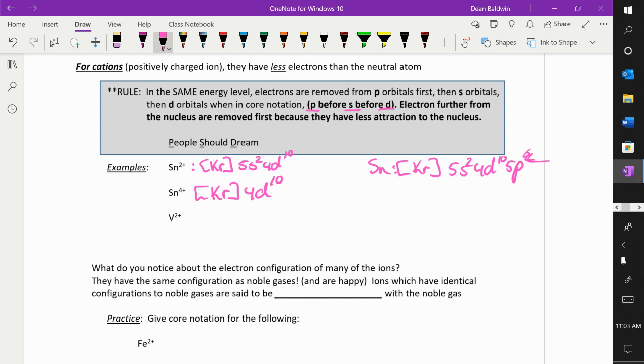Vanadium. Vanadium by itself is argon 4s2 3d3. But it's 2 plus. So where are those 2 electrons coming from? It's going to come from the 4s2, right? So those go away. And so the actual electron configuration is argon 3d3.